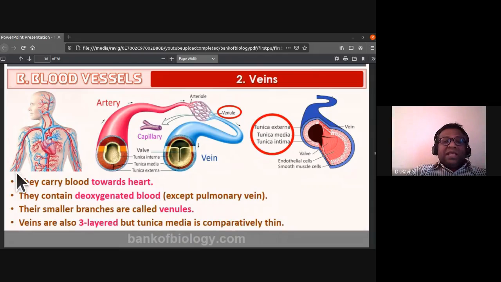So the veins carry blood towards the heart. They contain deoxygenated blood, except the pulmonary vein. The smaller branches are called venules. Veins are also three layered, but tunica media is comparatively thin. That is, the middle layer is comparatively thin, whereas in arteries it was thicker.